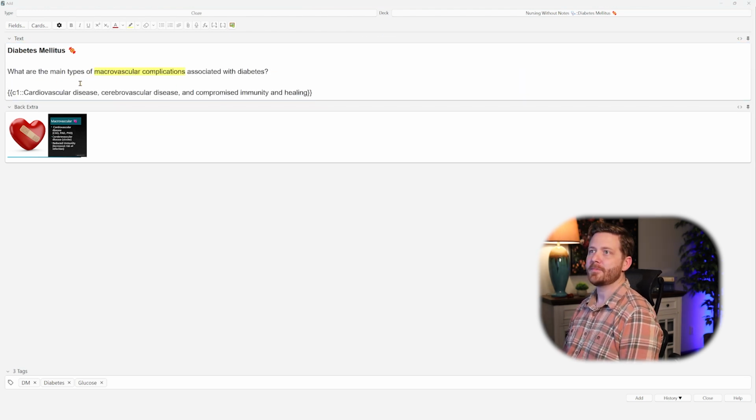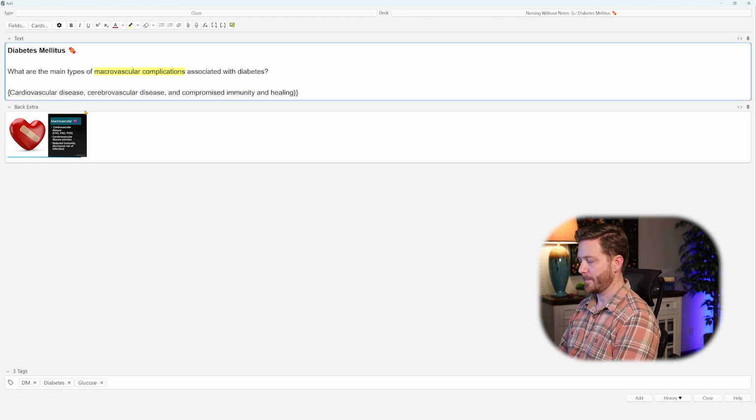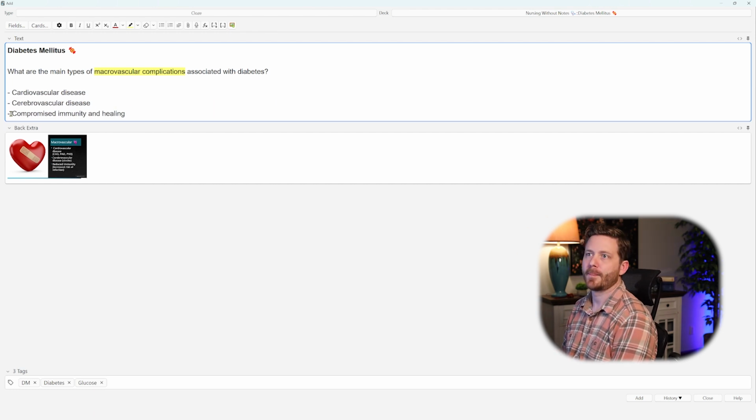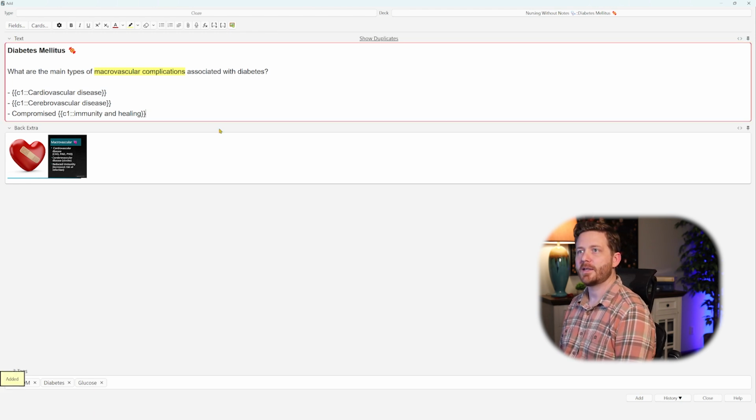What are the main types of macrovascular complications associated with diabetes? That is our cardiovascular disease, cerebrovascular disease, and compromised immunity and healing. Actually, let's change this. All right, let's close off three individual ones, and we'll leave compromised out in the open, so it'll give us a little bit of a reminder. All right, now let's add that. Control Enter.